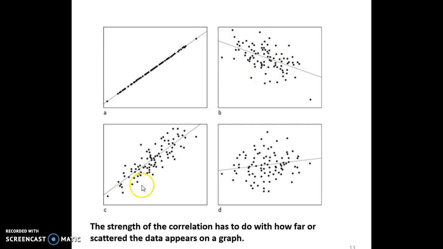This one is a stronger correlation than that one up there. This C is a strong positive correlation, and I would say that'll be around a 0.8. And this one over here, D, is probably about a 0.2 correlation, and it has nothing to do with the slope of the graph. It's just 0.2 because the dots are far away from the line.